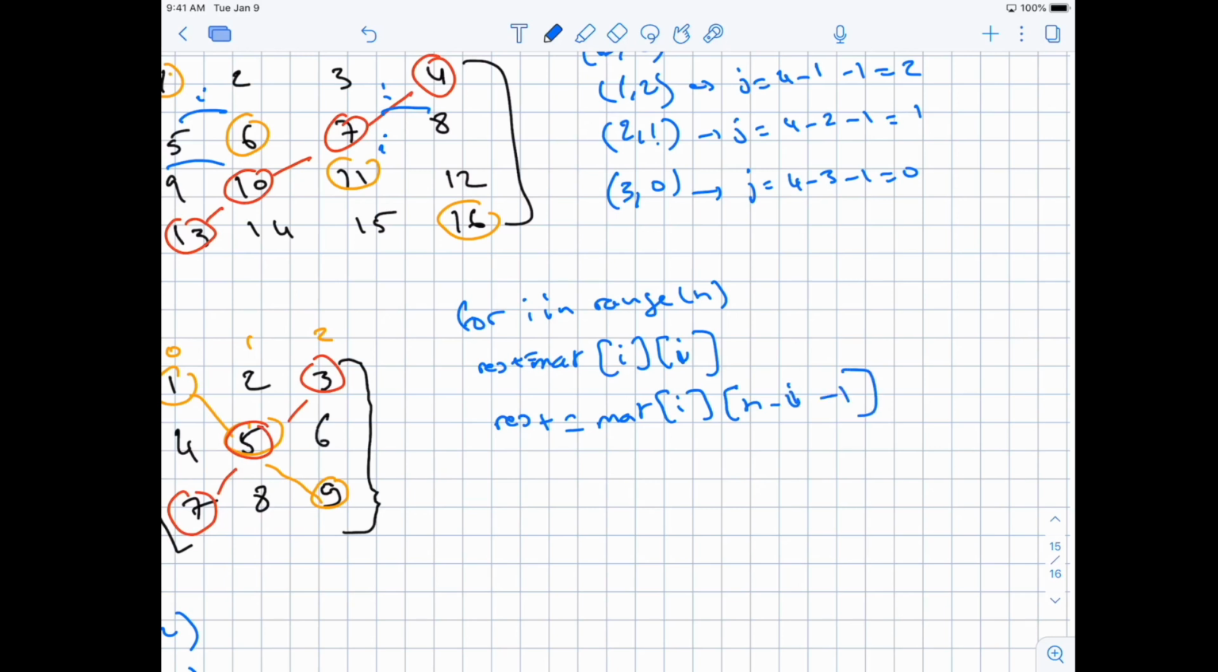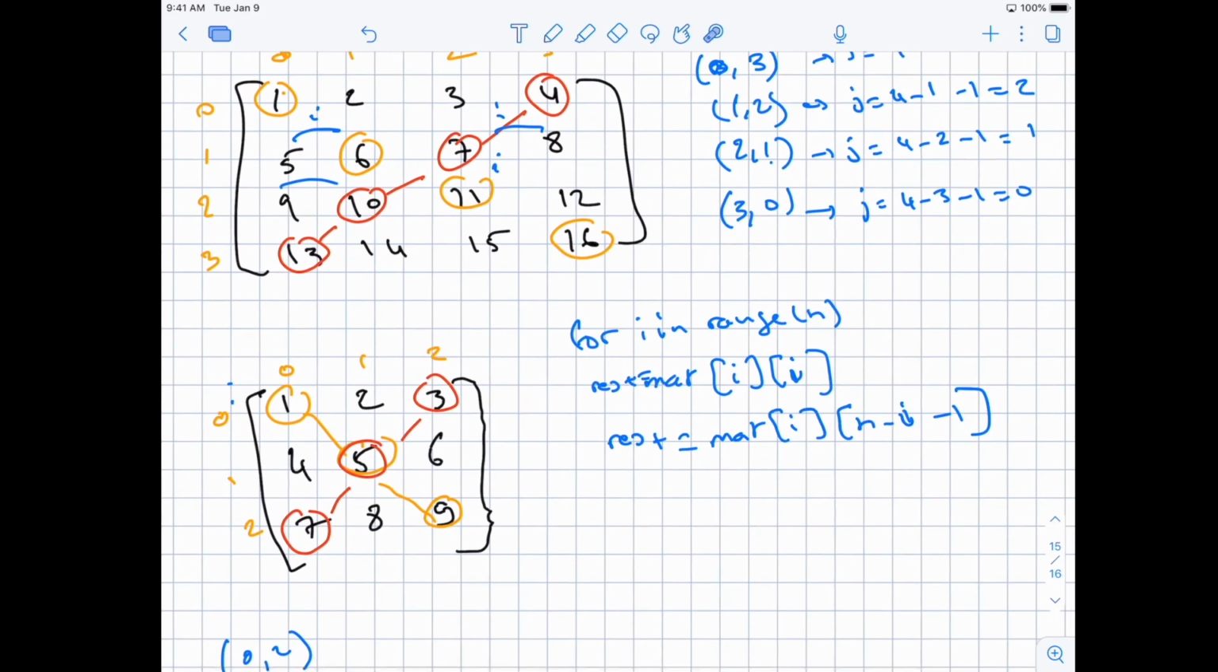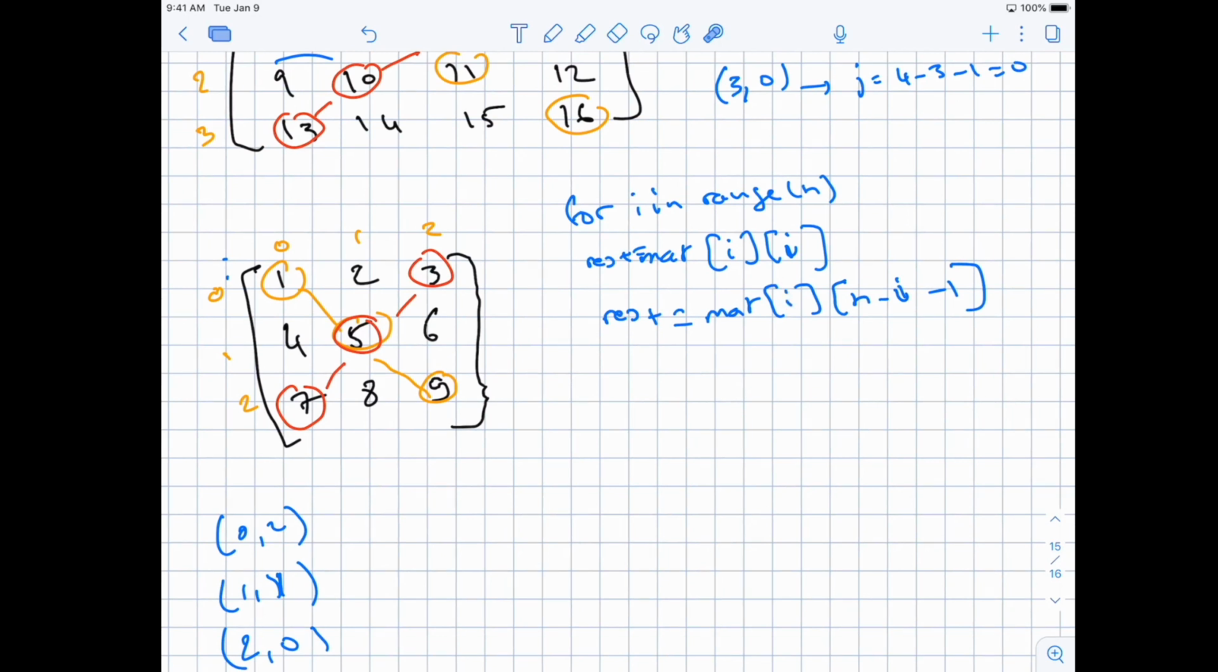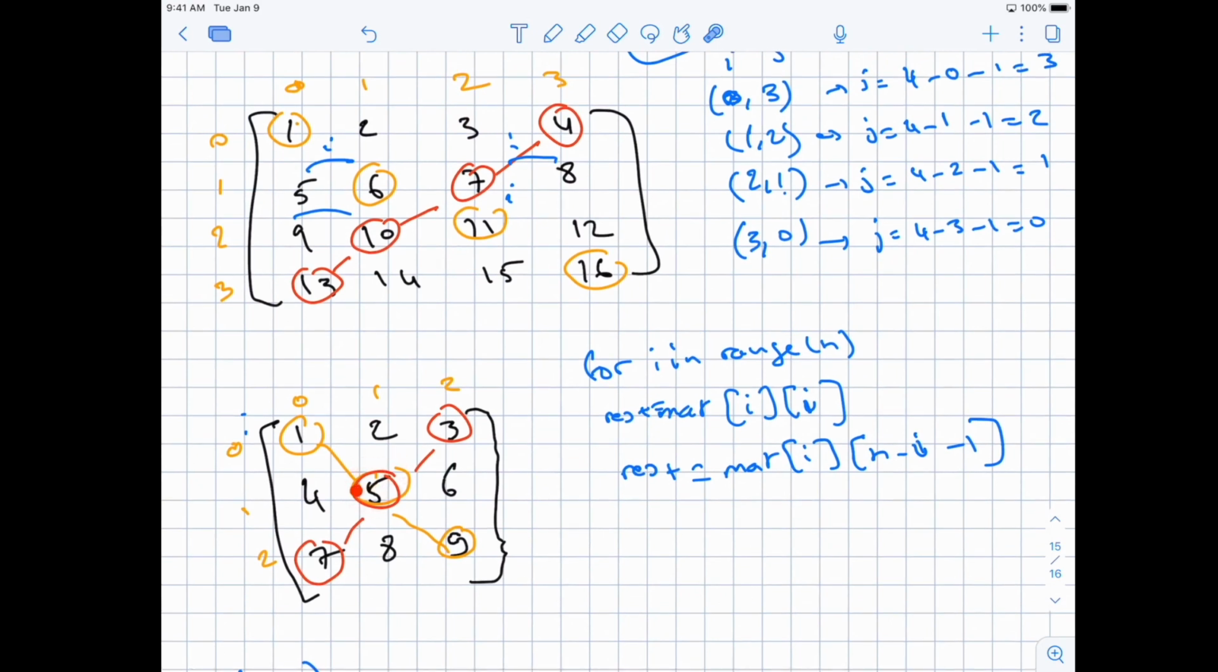Okay, so we could use this formula now, except there is one other caveat to think about, which is if we apply this formula, we add both I and I, n minus I minus 1, we will add this 5 twice. We'll add it first because it's 1, 1, and then we add it also because it's n, which is 3, minus 1 minus 1. And so we'll add it twice. You can see here, in this case we added it twice, but in this case there is no common cell between the primary diagonal and the secondary diagonal.